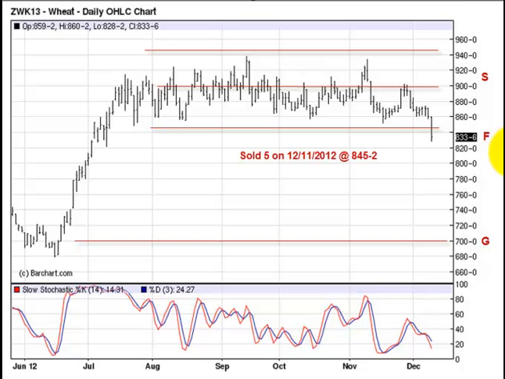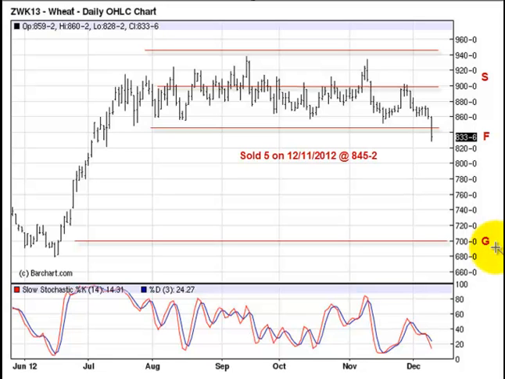Now, we were filled, that's what this F stands for, filled on 12/11/12 at 845 and a quarter. So we're now in the market with 5 contracts bearish. The S up here is our stop. We put our stop just above the $9 range in the 910 area, above near-term resistance. And our goal is $7.